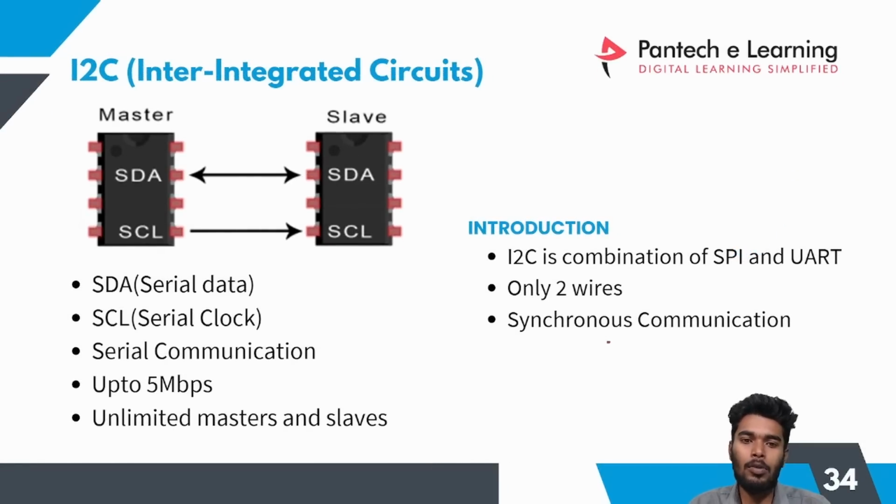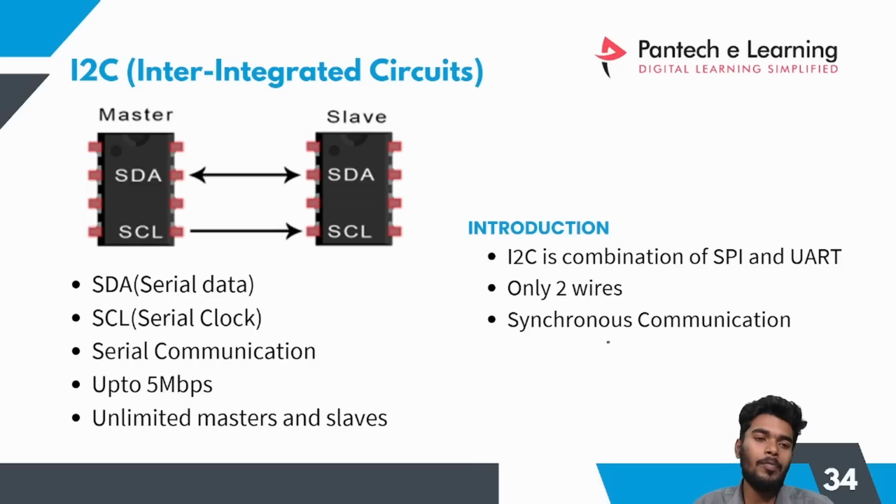The I2C will have two wires. One is serial data, SDA, and one is serial clock, SCL. So like UART, it also communicates with only two wires. It is a serial communication. In the previous session I explained the difference between serial and parallel communication: in serial communication, it sends the bits one by one. Its maximum speed is up to 5 Mbps.